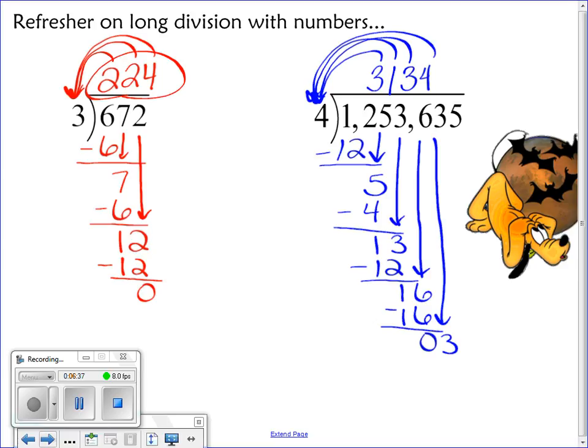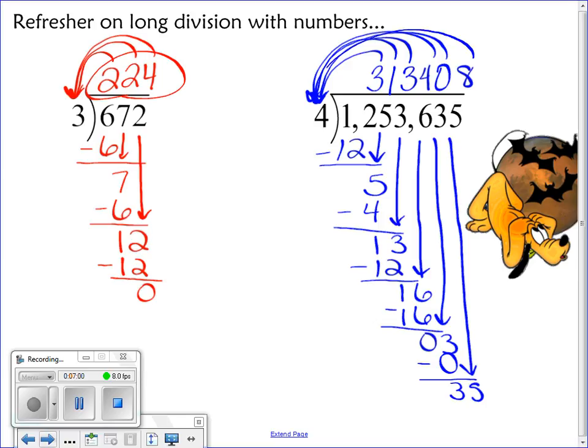How many times does 4 go into 3? 0. Multiply 0 times 4. Subtract, 3. Bring down the next number. How many times does 4 go into 35? 8. Multiply 8 times 4 is 32. And subtract.